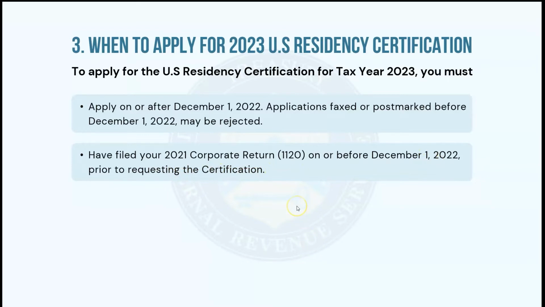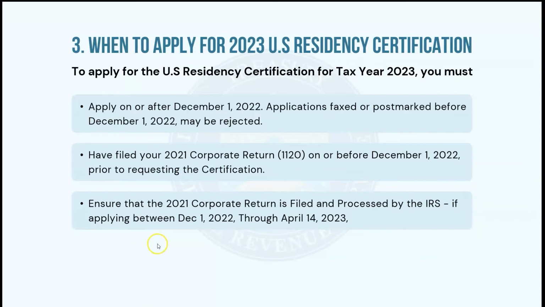Now, the logic is simple. The 2021 tax return was due on April 15, 2022. For those that did not have the time to file, it is assumed that they have extended up until October 15, 2022. By December 1, 2022, you should have already filed your 2021 tax return. And if you haven't filed it, then you should file it before December 1 prior to requesting the 2023 certification. Now, you must also ensure that your 2021 corporate return is filed and processed by the IRS if you're applying anywhere between December 1, 2022 through April 14, 2023.